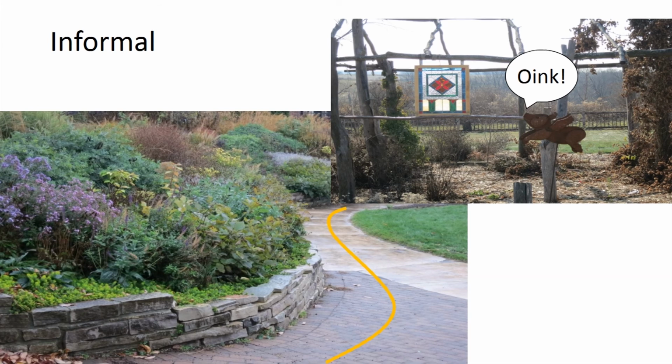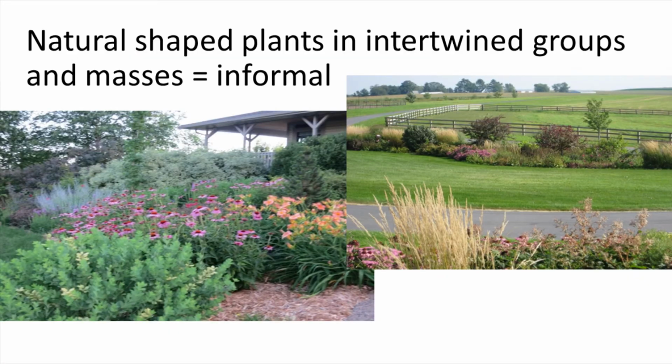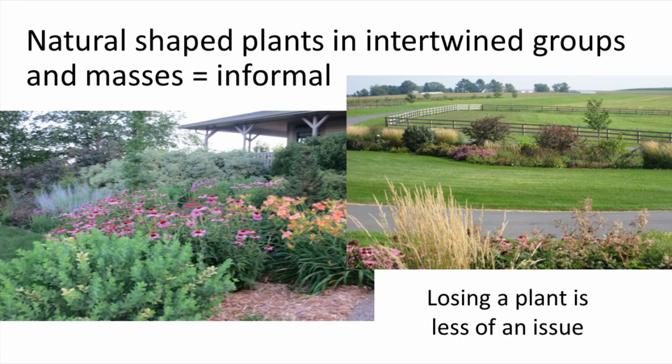Again, the flying pig would probably not fit really well into a formal landscape, but it fits just fine in an informal one. The plants are going to be more naturally shaped in those intertwined groups and masses. That's going to make it a little less maintenance. It's easier to sit on a riding lawnmower and mow along those curved bed lines than it is right-angled turns of a formal landscape. And there's not going to be the shearing and the pruning of the plants. And if one of the plants dies, like in that picture on the left, the others are going to fill in a little bit more, or you can replace it with something, and it's going to be more forgiving than a formal landscape would be.